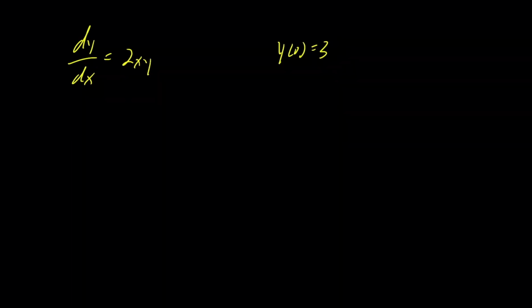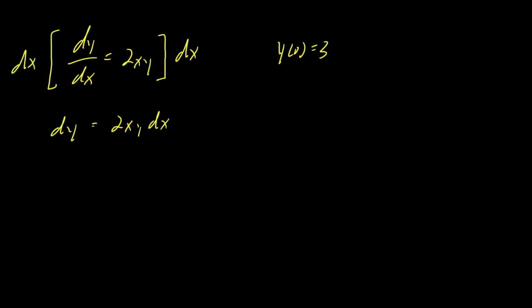Okay, so in this example we have dy/dx is equal to 2x times y, and when x is 0, y is 3. So first things first, let's multiply the entire system by dx. When we do that, we get dx on one side, but we still have y on both sides. So what can we do? Let's multiply the system by 1 over y. As a result, we get our y's with y's and our x's with x's.